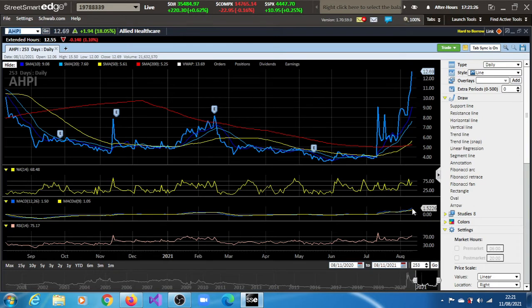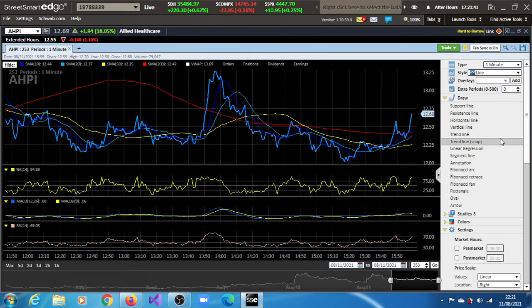MACD above the signal line, momentum not too poor, it's improving at 68.48. RSI very, very strong, above 70 at 75.17. This is the daily model. So let's look at what happened on the 1 minute model.